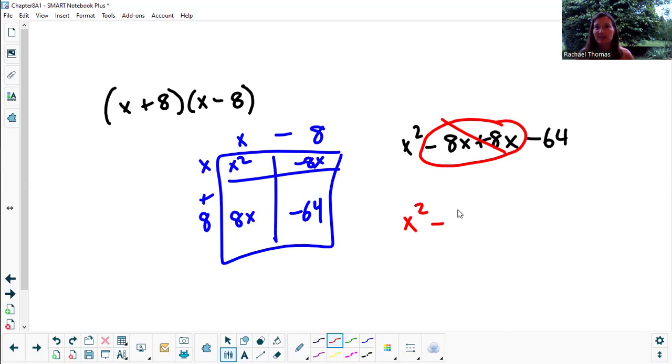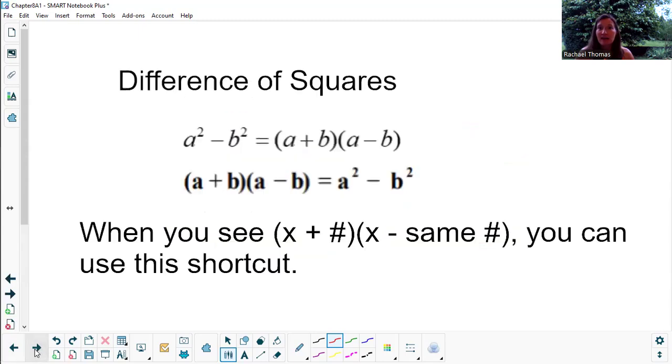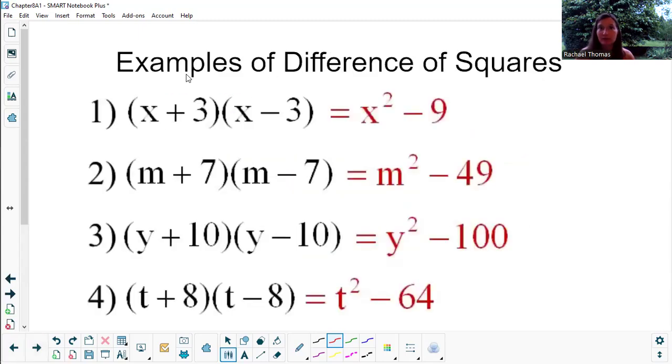I get 0 x's, and it's like that middle term disappears entirely. So that's going to happen. Here are a whole bunch of examples. Like if I had x plus 3 times x minus 3, x squared minus 9.